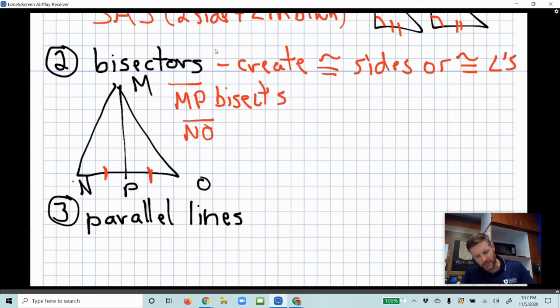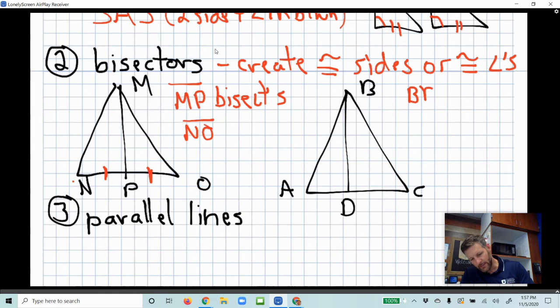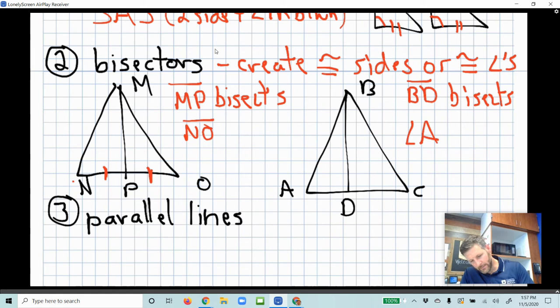You could have a similar situation. I'm going to do this, and I'm going to change the letters just because: A, B, C, and then D. And they could tell you that BD, so that middle line, bisects angle ABC. Alrighty, and so what that means is that this line here is bisecting this angle up here.